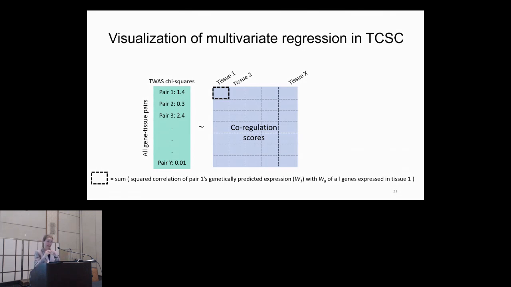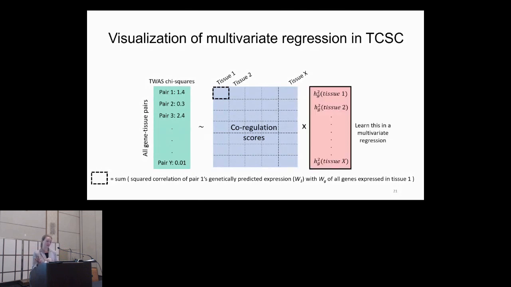Every cell in this matrix represents the co-regulation score between the gene tissue pair that's described in the lighter blue or green on the left with every tissue in turn.